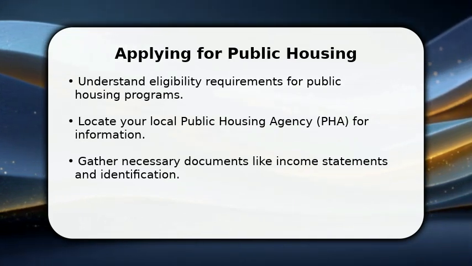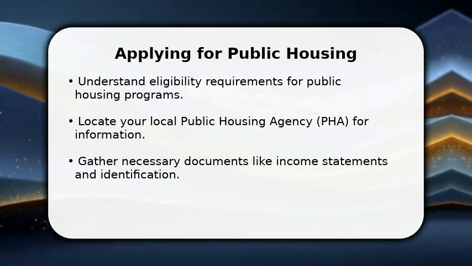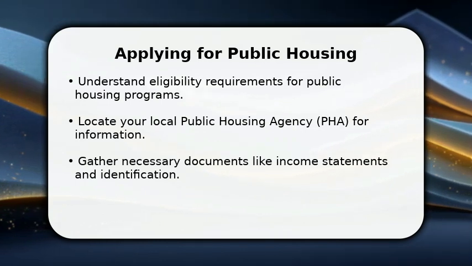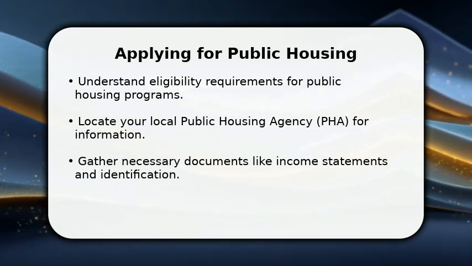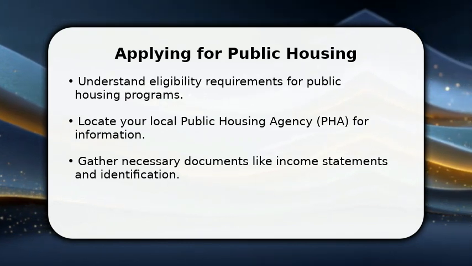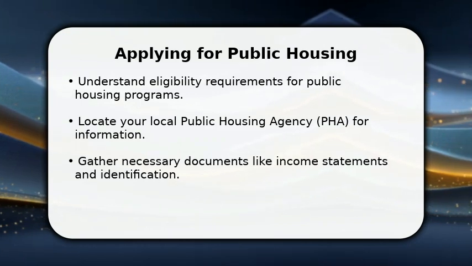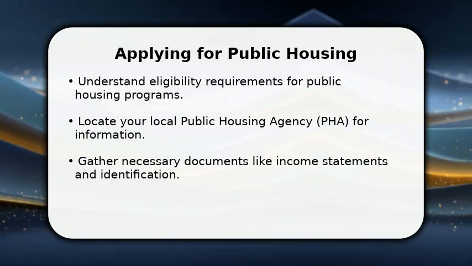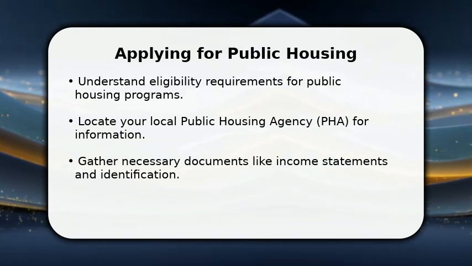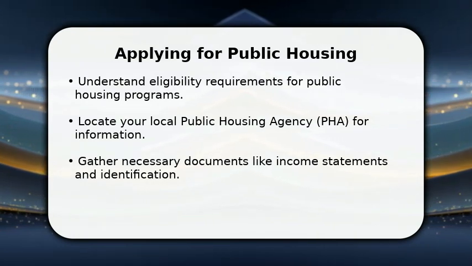First, you'll need to understand the eligibility criteria, which often include income limits and family size. Next, find your local public housing agency, or PHA, as they manage applications and available units. They can provide specific forms and guidance. Finally, start gathering all required documents, such as proof of income, identification for all household members, and any other relevant paperwork. This preparation will streamline your application process significantly.